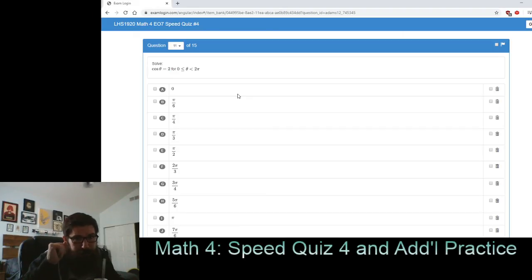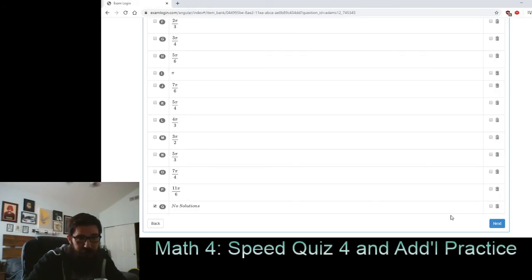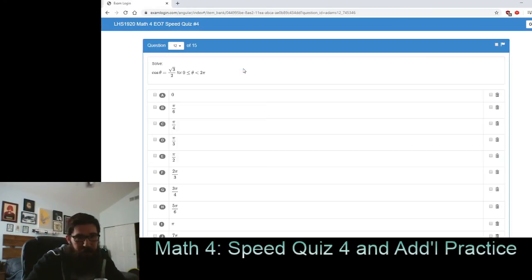11. When is cosine equal to 2? Think about what we just said a couple slides ago. It doesn't happen. Cosine can only go between 1 and -1. What's your answer for this guy? No solutions. I guess I haven't been marking the previous answer, so I'm going to get a 1 out of 15. That's not great. When is cos equal to √3 over 2?